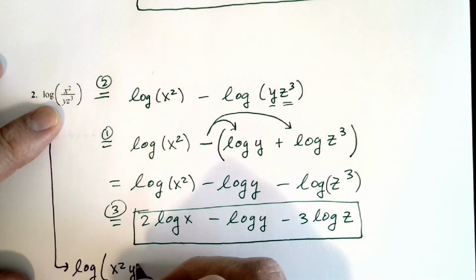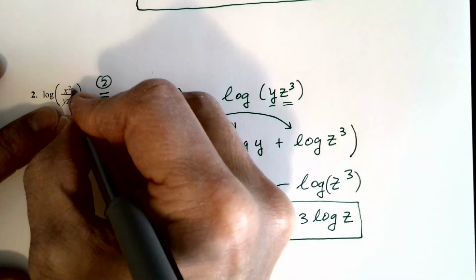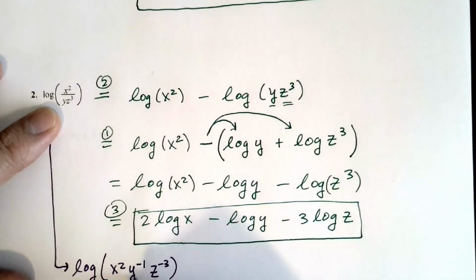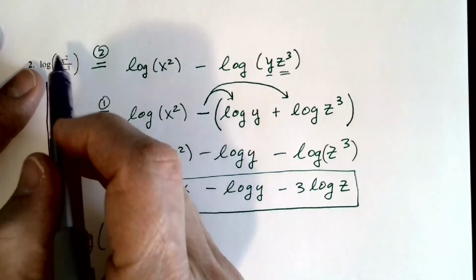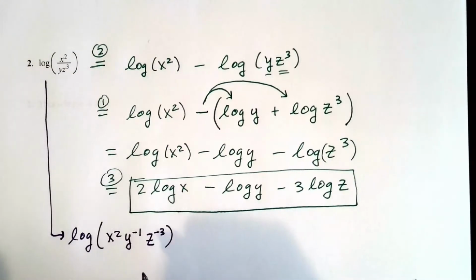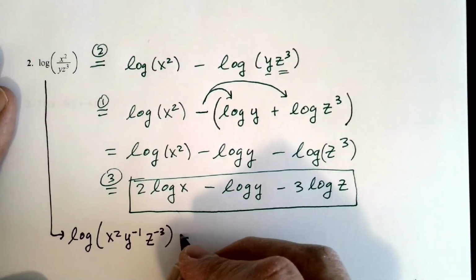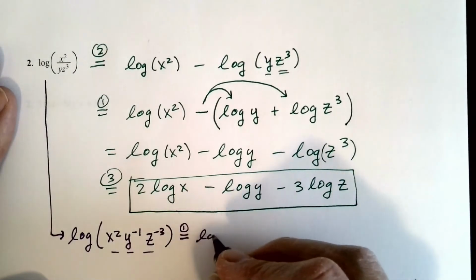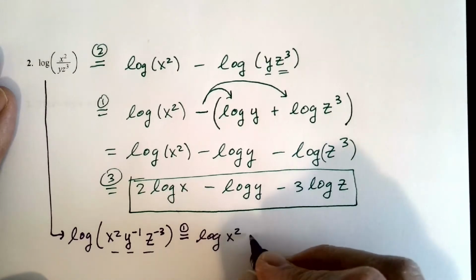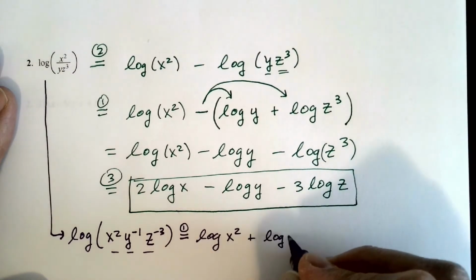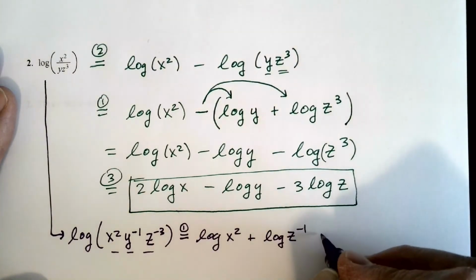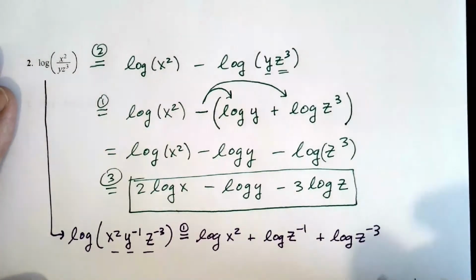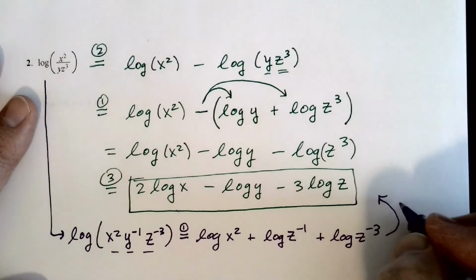That's y to the negative 1 power. 1 over z cubed, z to what? Negative 3 power. So this is another way down here of writing the same expression. All right? And then I can go right to property 1 because I now have a product of three things and write this as log of x squared plus log of z to the negative 1 plus log of z to the negative 3. And then by property 3, I'm going to rewrite here.